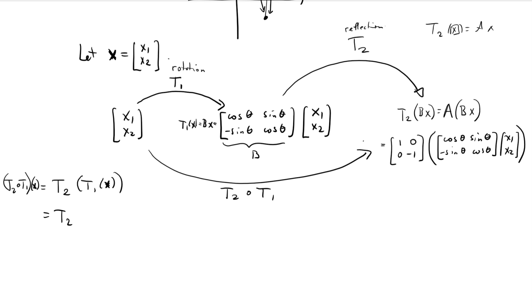And what we get from this is T2 of AX, and we get, no, BX, sorry, T1 is matrix B, BX, and T2 of BX is A of BX, A times the vector BX.